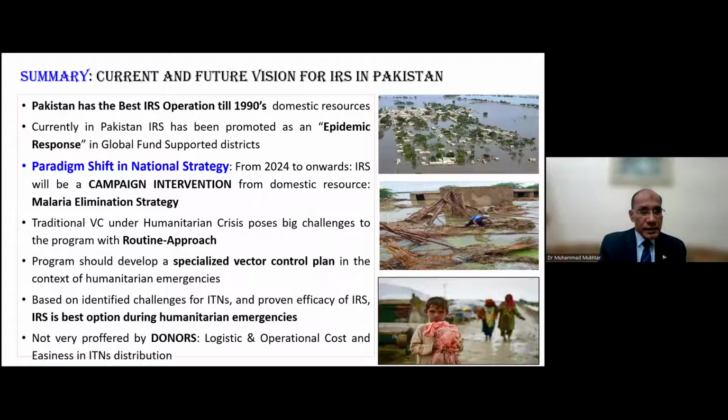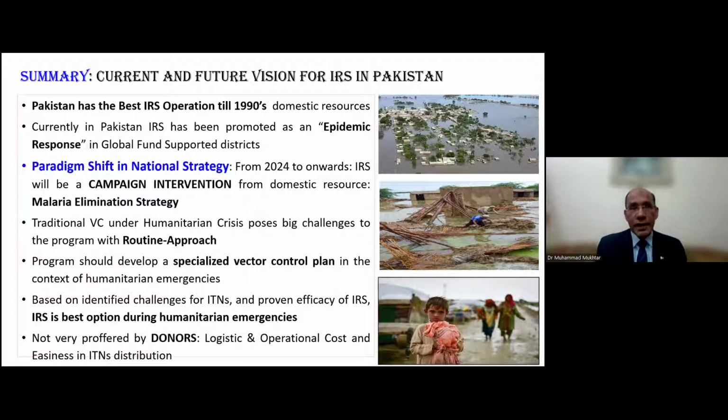Here is the summary. Pakistan had one of the best IRS operations till the 1990s through domestic resources. But after donor support began, after 2000, the coverage of IRS declined. And currently, Pakistan is using IRS as an epidemic response only in Global Fund supported districts. But now there is a paradigm shift in our national strategy from 2024. According to our national strategic plan, IRS will be adopted as a campaign intervention from domestic resources.